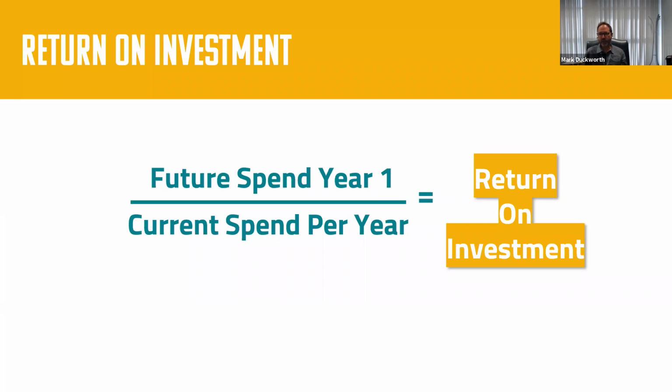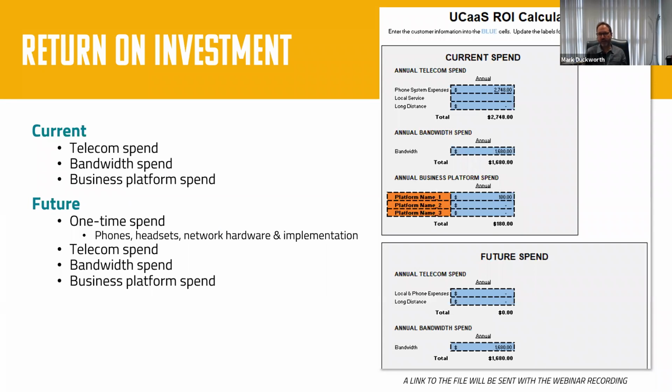So in the simplest of terms, it's really where you show them what their current spend annually is versus their future spend annually. And that's really the return on investment. We'll help you with this if you need it, but we've developed some basic tools. Basically, it's a UCaaS ROI calculator. We'll again share this tool with you after the call.